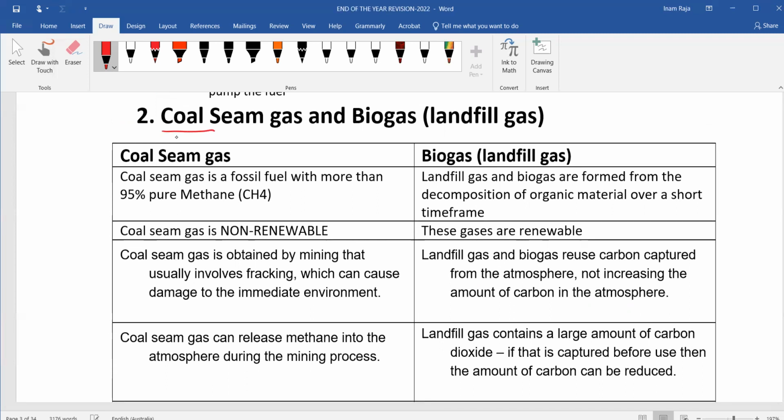Now, another comparison is between two types of gases: the coal seam gas and biogas. Biogas, sometimes in the VCAA exam, they also use the term landfill gases. So remember that they are the same thing. So biogas or landfill gas versus coal seam gas was the difference. Coal seam gas is almost methane gas because 95% or more is methane. So whatever the properties of methane gas are, those are the properties of coal seam gas. This is a fossil fuel, this is a biofuel; it is non-renewable, it is renewable, and coal seam gas is obtained by mining and all those things. So read these as well.